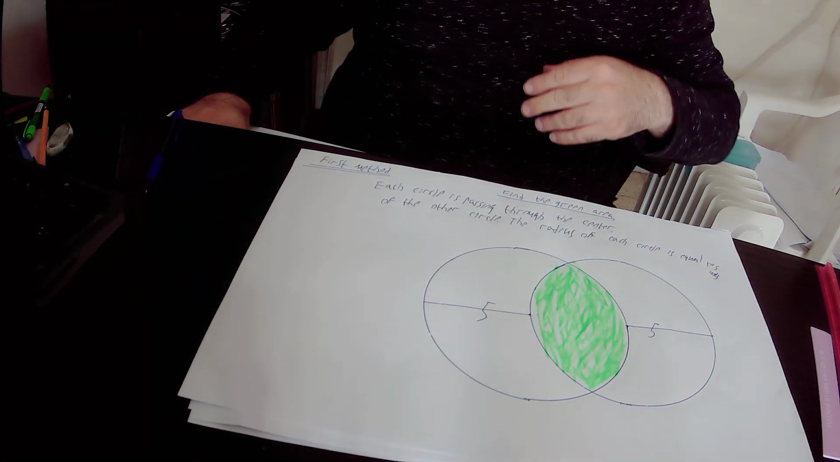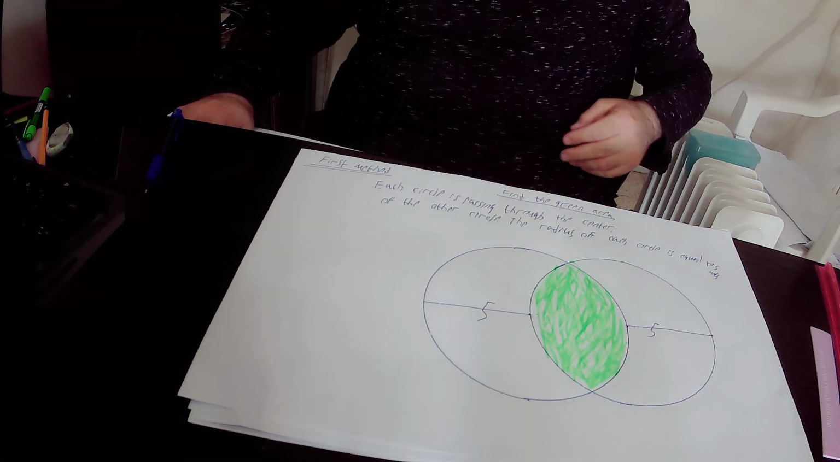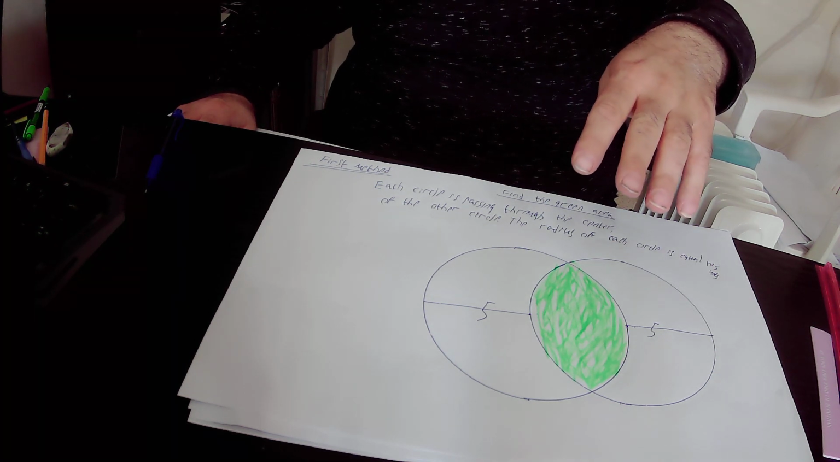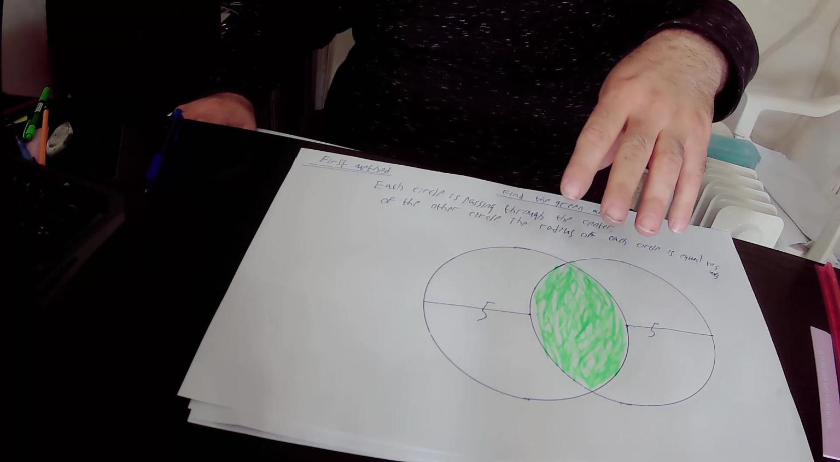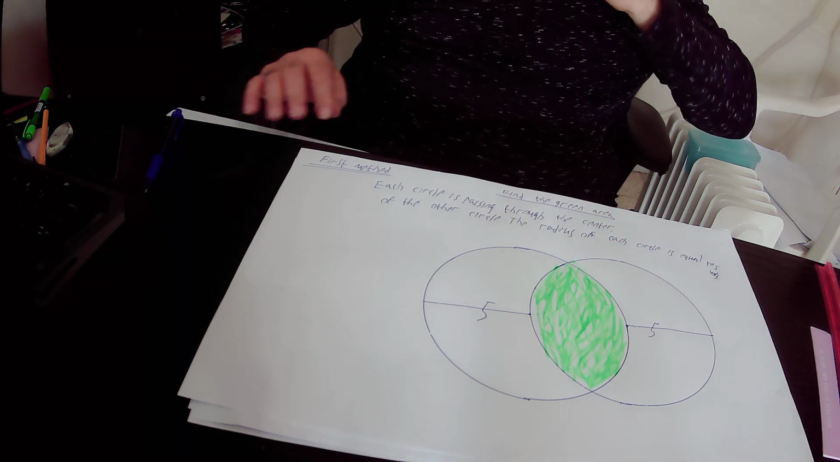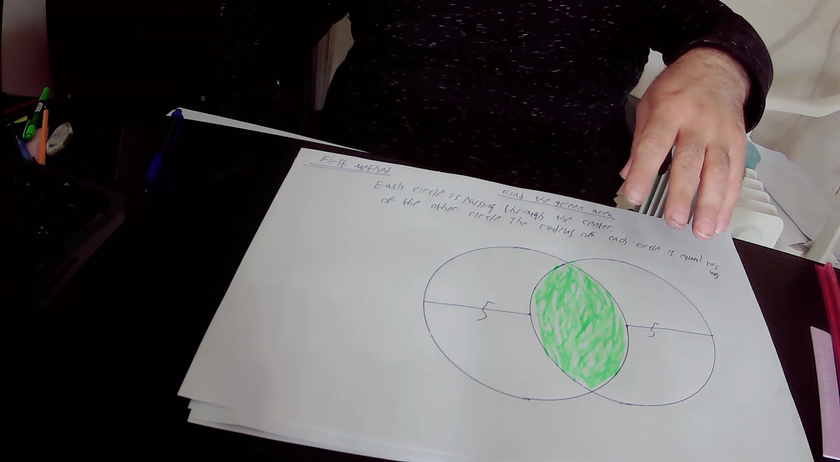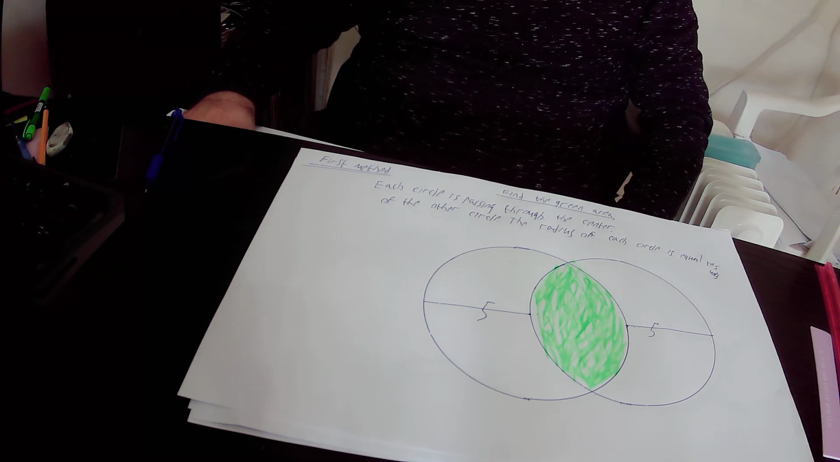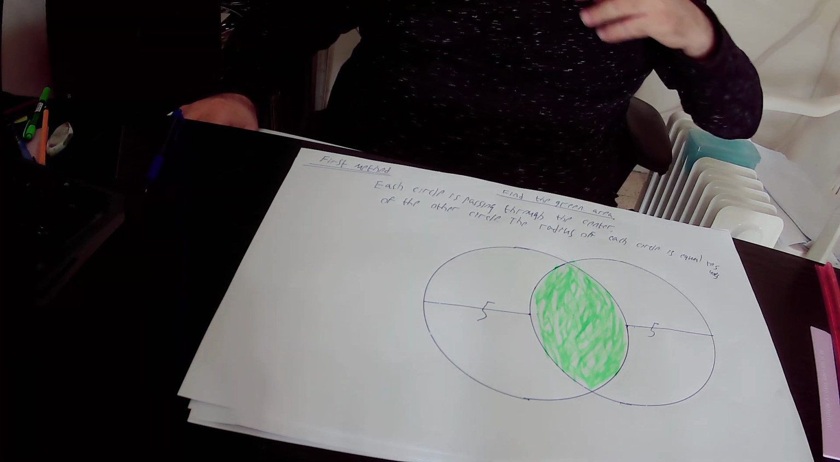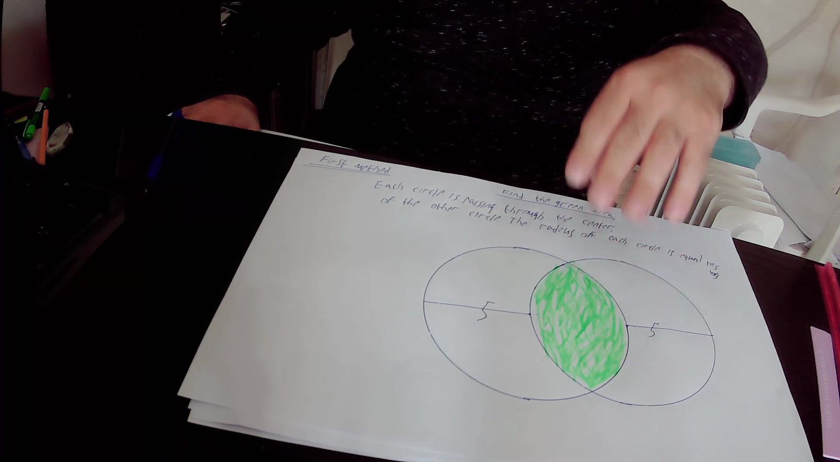And now in this lecture we will find out the area of the green shape using two different methods. In the drawing we have two circles. Each circle is passing through the center of the other circle, and we know that the radius of each circle is equal to 5 units, and we want to find out the area of this green shape.